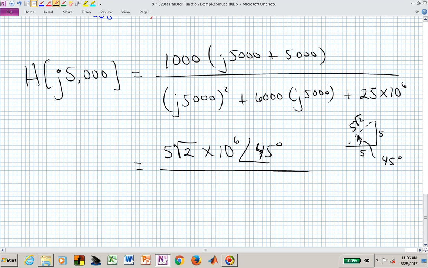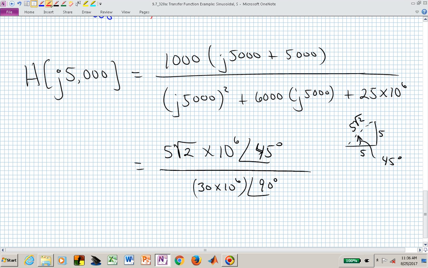That's the numerator. The denominator, if we multiply all of the numbers together, we have minus 5,000 squared. And that basically goes away with the 25 times 10 to the 6th on the right-hand side. And we now have 6,000 times J 5,000, or we have 30 times 10 to the 6th at an angle of J, which is now 90 degrees.